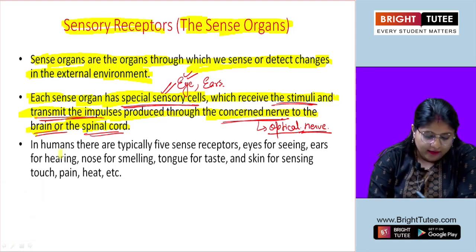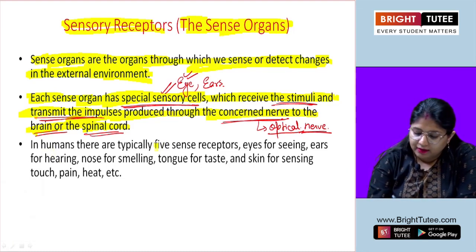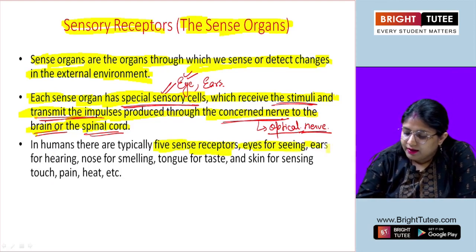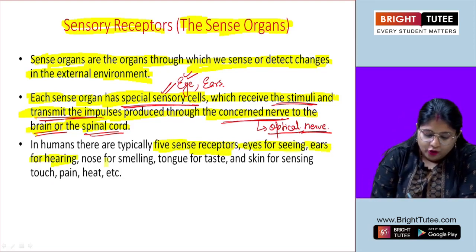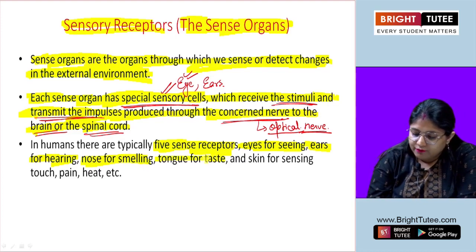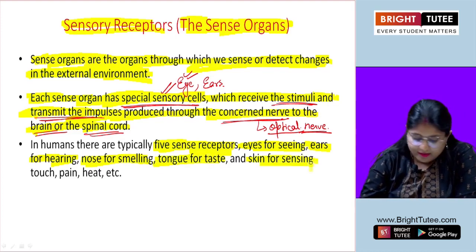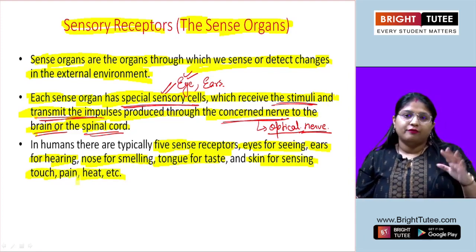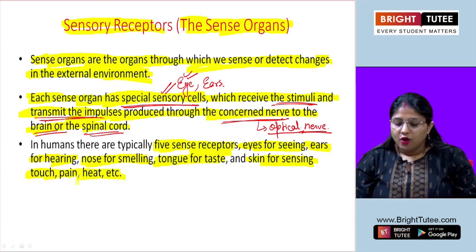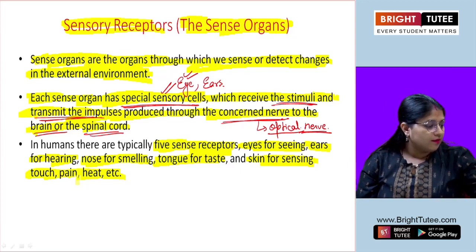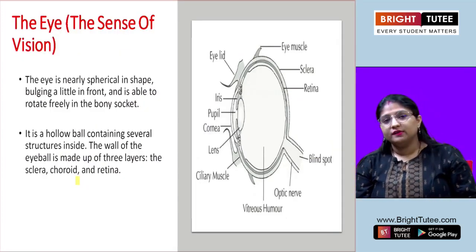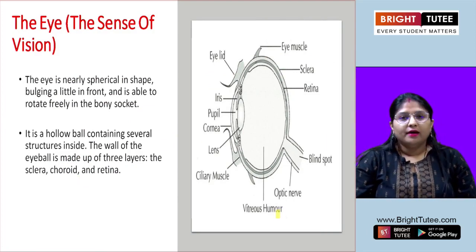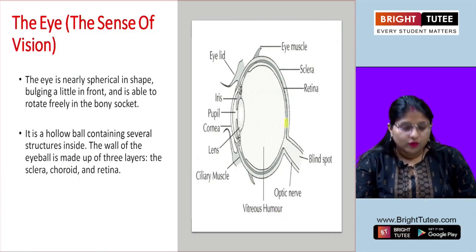In humans, there are typically 5 sense receptors. We have eyes for seeing, ears for hearing, nose for smelling, tongue for taste, and skin for sensing touch, pain, heat, etc. This is something which we all know, the 5 sense organs and their functions. Let's start with the very first and one of the most important sense organs, that is the eye. This is a diagram of how the eye looks.